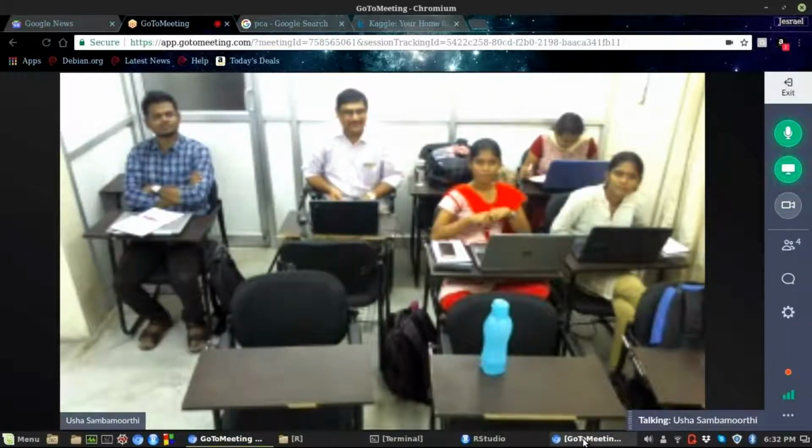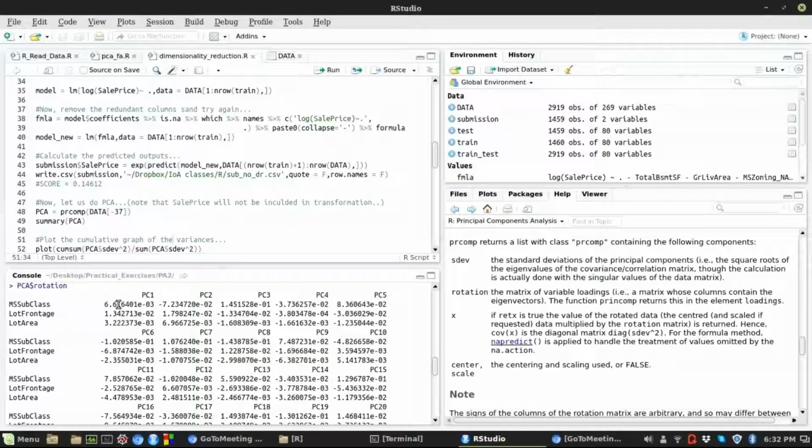Okay, so the principal component 1 and the way in which you can calculate that from the original data. So PC1 is nothing. These are the A1, A2. Basically, these are the coefficients with which you multiply the original data to get PC1. And you can get back the original data themselves by simply taking the transpose of that. So you can just say MS subclass equals 6.6 times 10 to the power of minus 3 times PC1, minus 7.23 times 10 to the power of minus 2 times PC2, and so on, if you want to get back the original from the principal components.